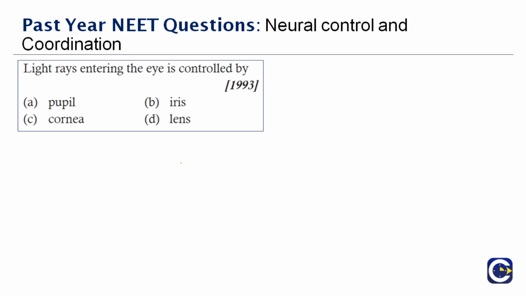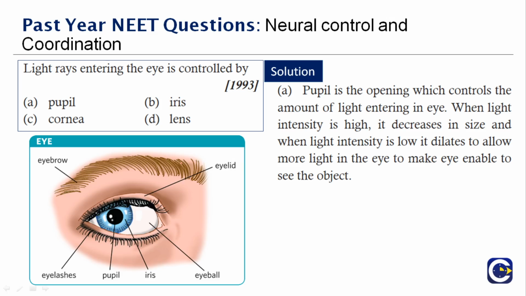Light rays entering the eye is controlled by dash. So what do you think will be the answer here? The answer is pupil. Pupil, if you know, is the opening which controls the amount of light entering our eye. When light intensity is really high, it decreases in size, and when the light intensity is low, it expands. It dilates to allow more light into the eye to enable it to see objects. Therefore the right answer to this question is option A.